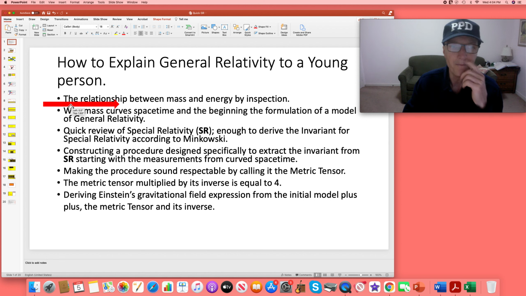Then we're going to show not only that mass curves space-time, but why and how it curves space-time. And then we're going to use that understanding to create the beginning of a formulation of a model of general relativity.